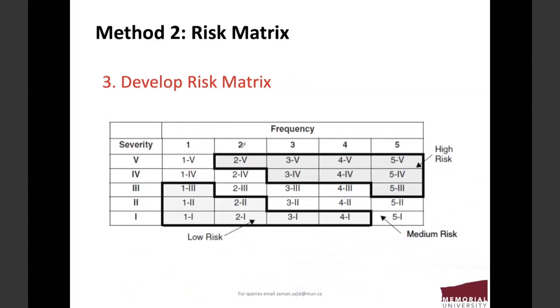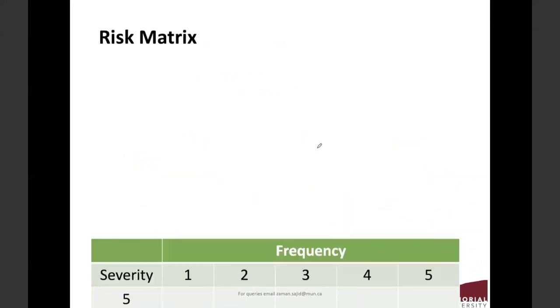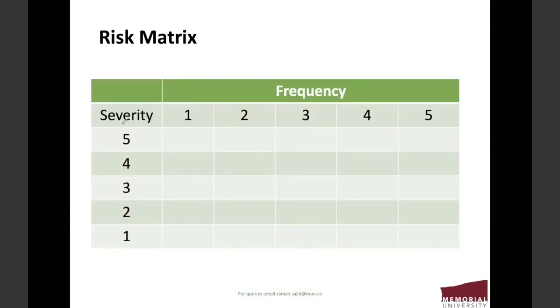So this is the basic shape of a risk matrix. We have the severity levels here, level 1, 2, 3, 4, 5, and we have the frequency 1, 2, 3, 4, 5. We develop our risk matrix, and then we identify what is the low risk associated, what is the medium risk associated, and what is the high risk associated with this. How do we do that? So these are my severity levels 5, 4, 3, 2, 1, and this is my frequency 1, 2, 3, 4, 5.